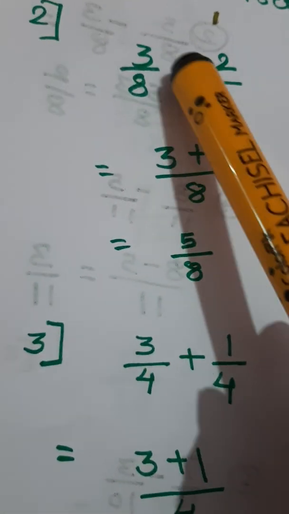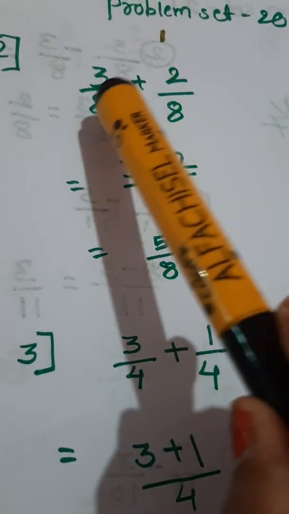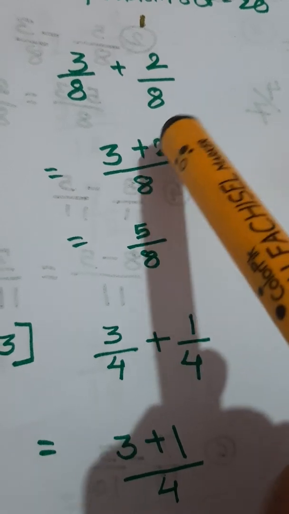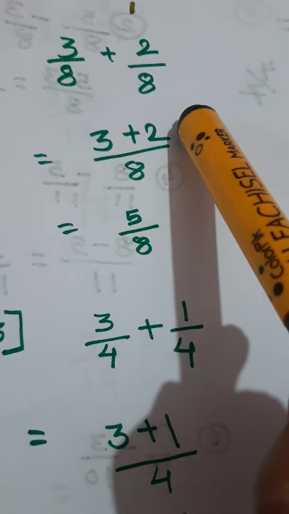So write like this way: 3 upon 8 plus 2 upon 8. As they are like fractions, means have the equal denominator, give them the common denominator and add 3 plus 2.